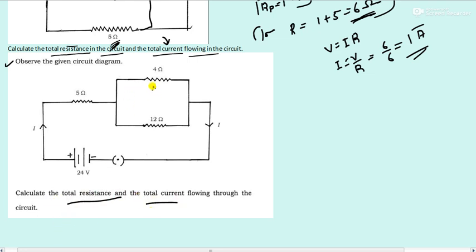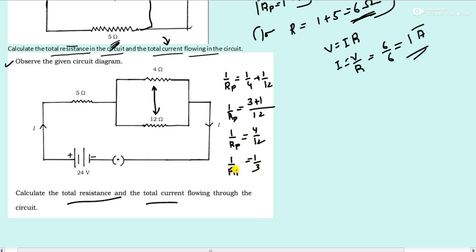So total resistance, first they are in parallel. So first we have to find them. So parallel, 1 by 4 plus 1 by 12. So 12 LCM, 3 plus 1. This is 1 by Rp. So 1 by Rp is 4 by 12, which is 1 by 3. When you reverse this, 1 by Rp becomes Rp, and that is equal to 3 ohm.